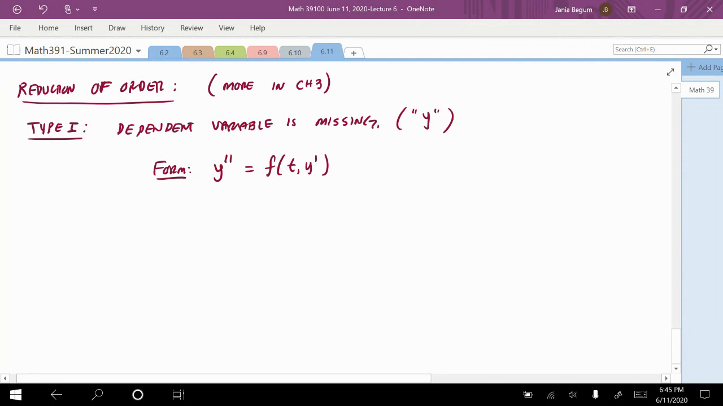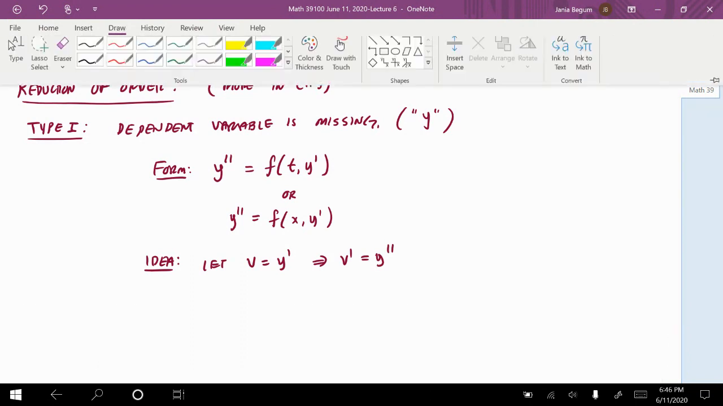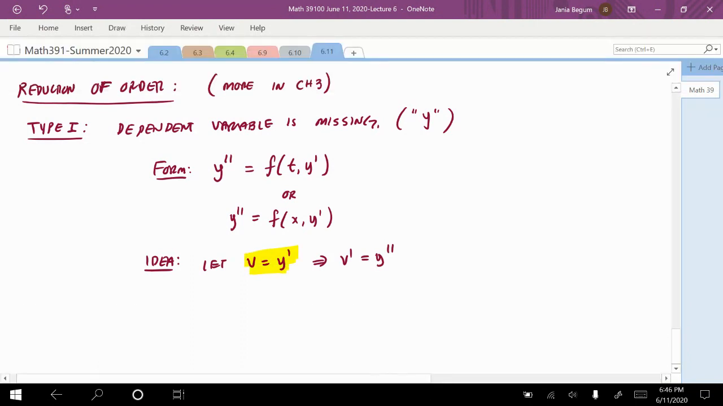Our independent variable could be t or it could be x. Or you could write it as y double prime is a function of x and y prime, okay? So what's the idea here? The idea of solving this equation is to come up with a substitution. We're going to let v be equal to y prime. That means v prime is going to be y double prime. That's the substitution we're going to be using if the dependent variable is missing, okay?